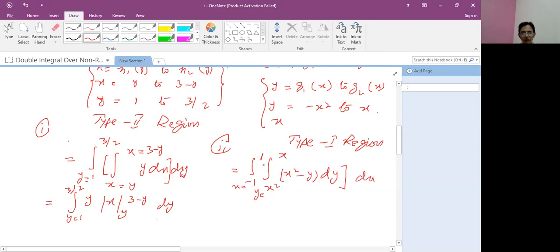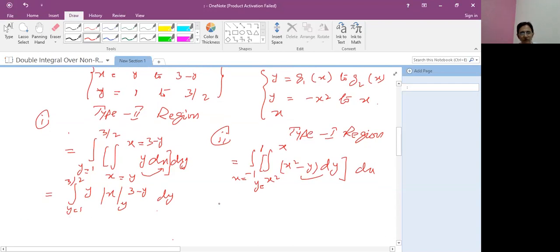So student, when the function is multiplied by dy, this type of region is called type 1 region. When the function is multiplied by dx, this type of region is called type 2 region. This is the basic difference between type 1 region and type 2 region. Then we will solve it. If you integrate with respect to y, the answer is x square minus x square y minus y square upon 2. Then we are applying the limit in the next step. It is minus x square, don't miss the negative sign, into dx, and the limit of x is minus 1 to 1.